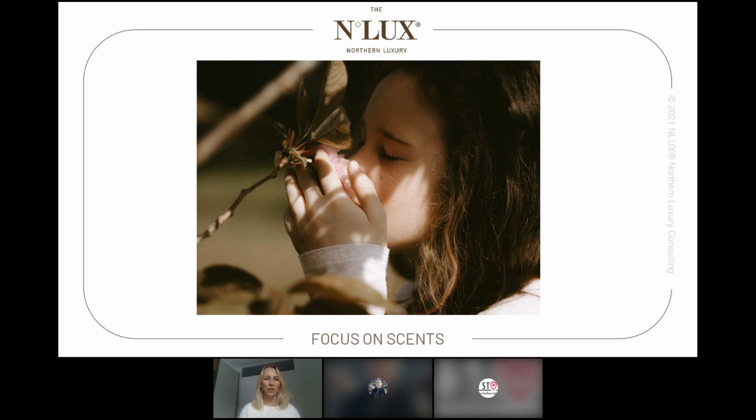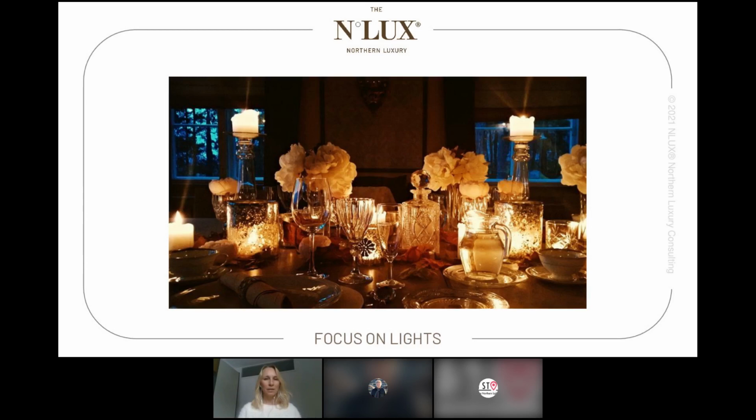Lighting. It's totally different having candlelight or dim lighting or a bit darker room than having the normal school building lamps, for instance, that are really kind of vibrating.